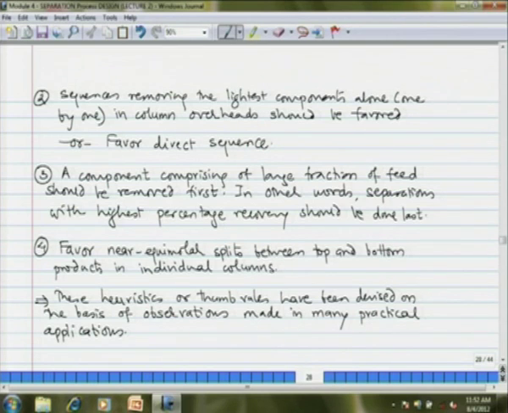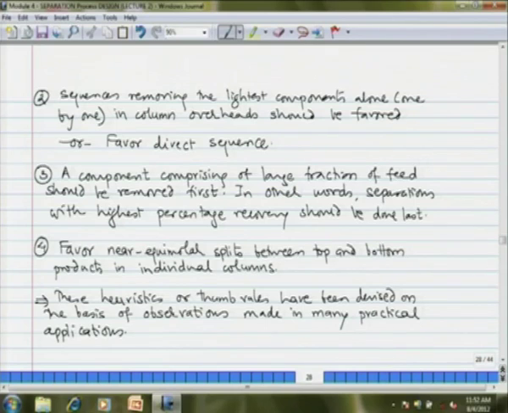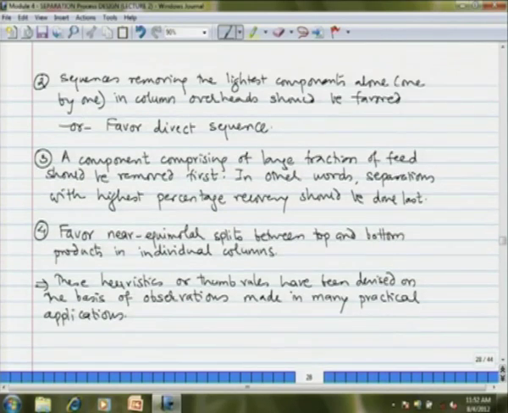Then thirdly, a component comprising a large fraction of the feed should be removed first. This is to limit the total volume that you are handling at any time, because every time you have to pump this much liquid, that increases the pumping cost, and you have to boil that liquid, that increases the energy cost. So, in other words, separation with the highest percentage recovery should be done last.